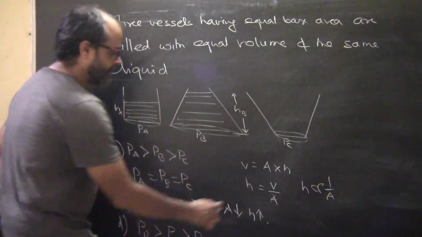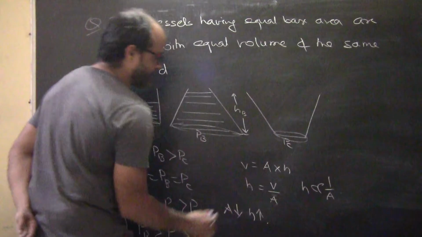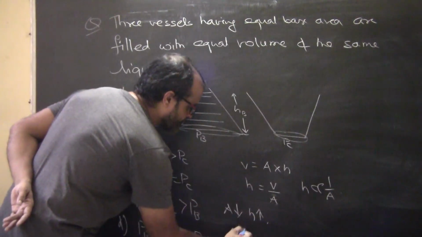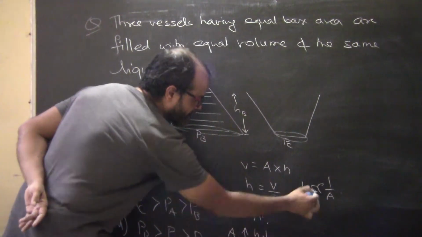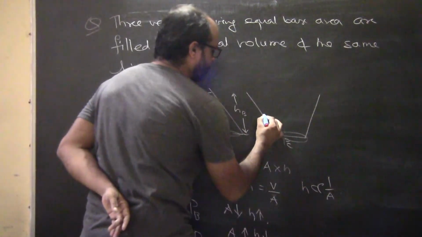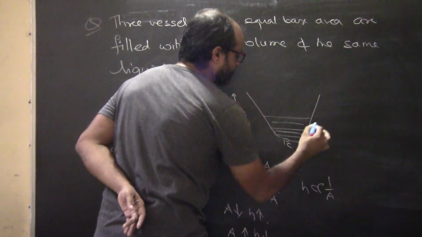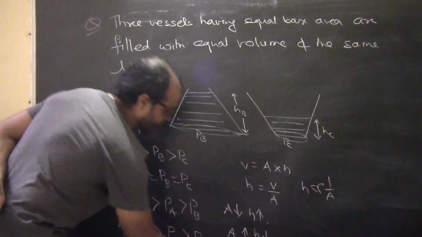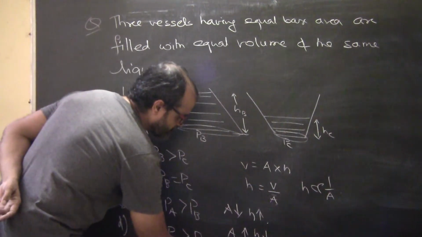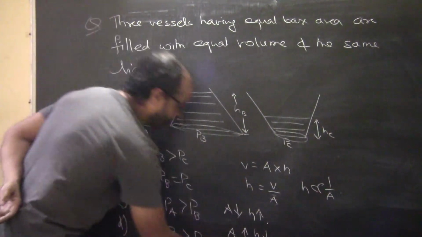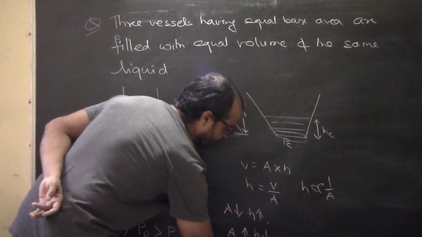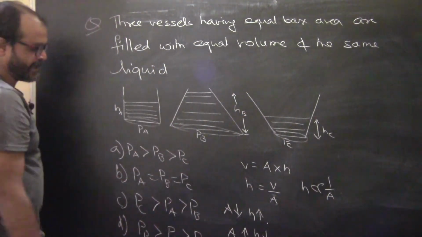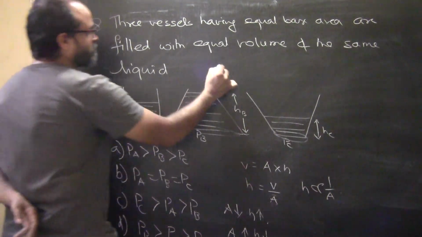Then again we have here the base area the same, and here the area is increasing. If the area is increasing, then the height will decrease. Why? Because it is inversely proportional. So here the height will adjust itself somewhere here. So it's very obvious that height at C will be lesser than height at A, and this will be lesser than height at B. So height at B will be the highest.